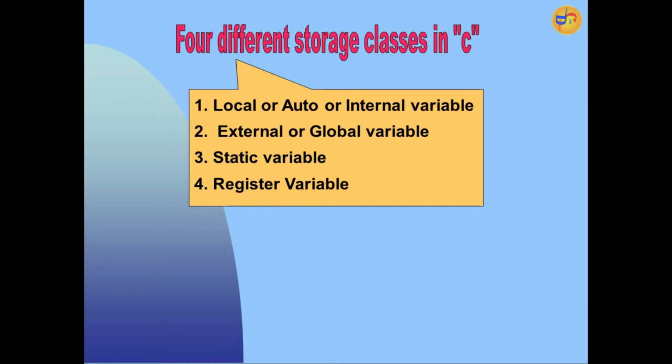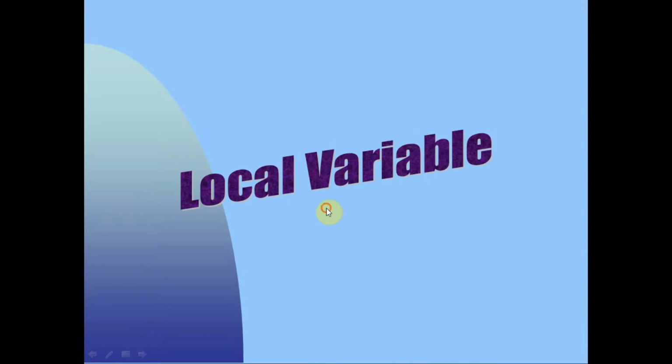Four different storage classes in C. First, local or auto or internal variable. Second, external or global variable. Third, static variable. And fourth, register variable. The first one, local variable.